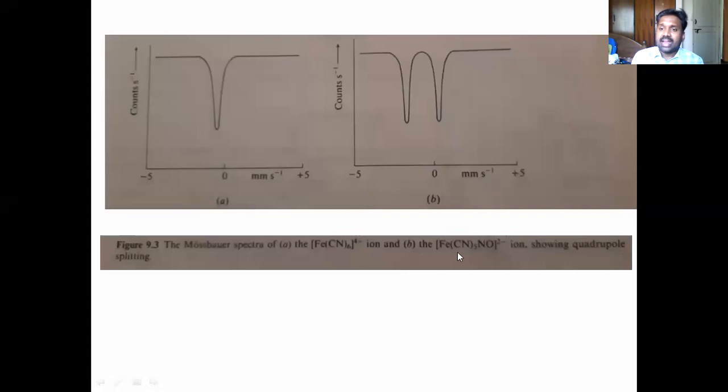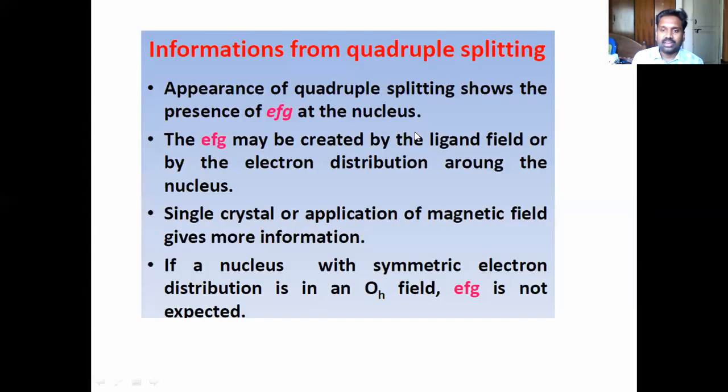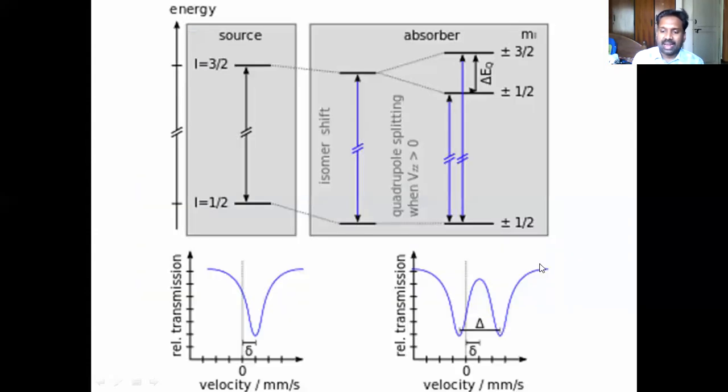But the nitroprusside. So what is the nitroprusside ion? In the ferricyanide or ferrocyanide, you have to replace one CN with NO. Then this becomes nitroprusside. The spectrum of nitroprusside has two lines in it, and these two lines match the quadrupole splitting pattern, is it not? The same thing that I showed here. It is matching the quadrupole splitting pattern.